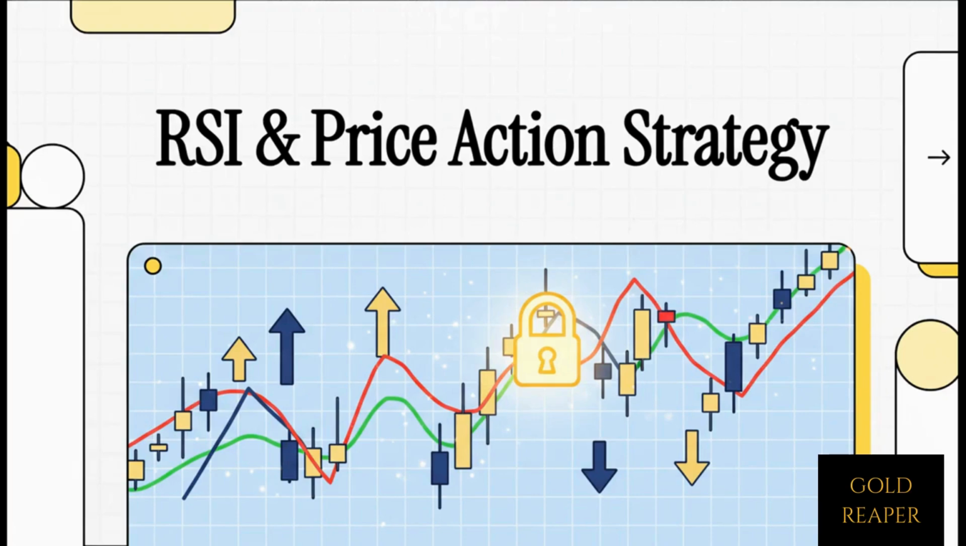Okay, so if you're a trader, you know this feeling, right? You spot what looks like a perfect RSI signal, you jump into a trade, and boom, it immediately turns against you. It's incredibly frustrating. But what if the problem isn't the RSI itself, but how you're using it?